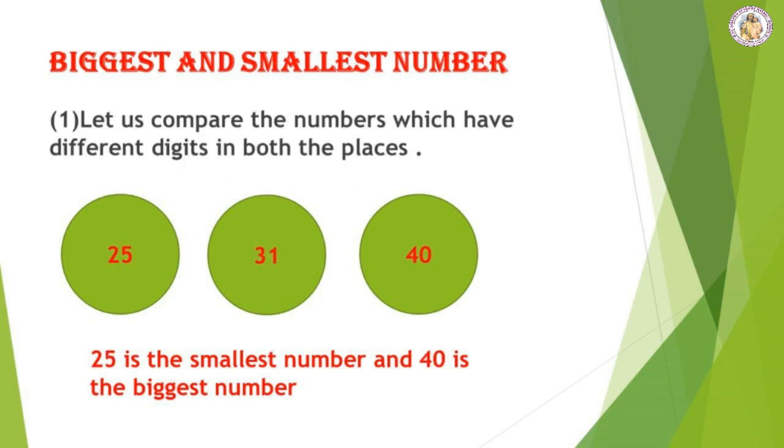Let us compare the numbers which have different digits in both the places. That is 25, 31 and 40. Though the digits in the ones place are different, it has no significance in the comparison of numbers. So, it is enough to compare the tens place. In 25, how many tens are there? 2 tens. In 31, how many tens? 3 tens. In 40, how many tens? 4 tens. 4 tens is the biggest and 2 tens is the smallest. So, 40 is the biggest number and 25 is the smallest number.